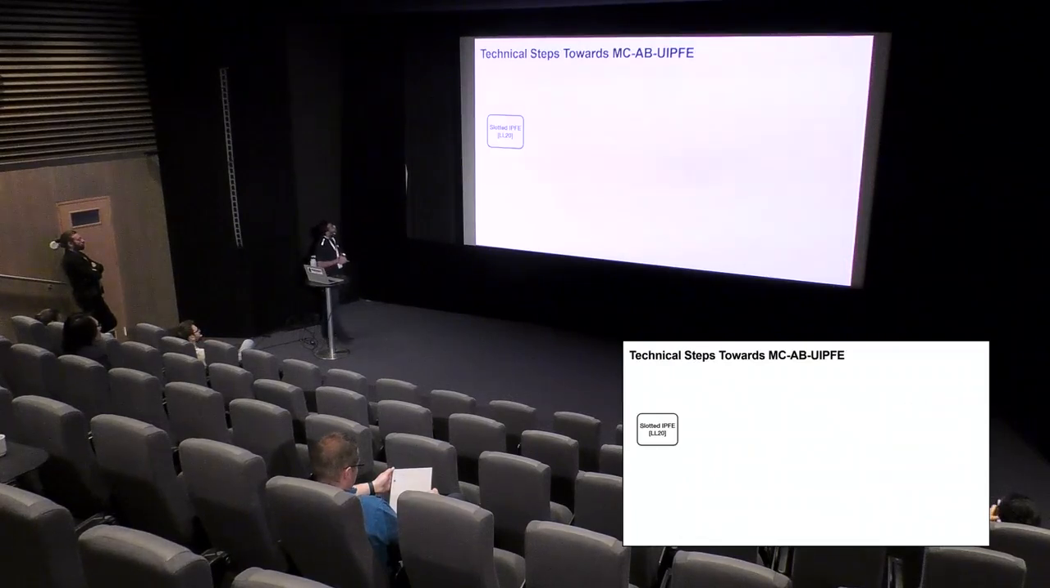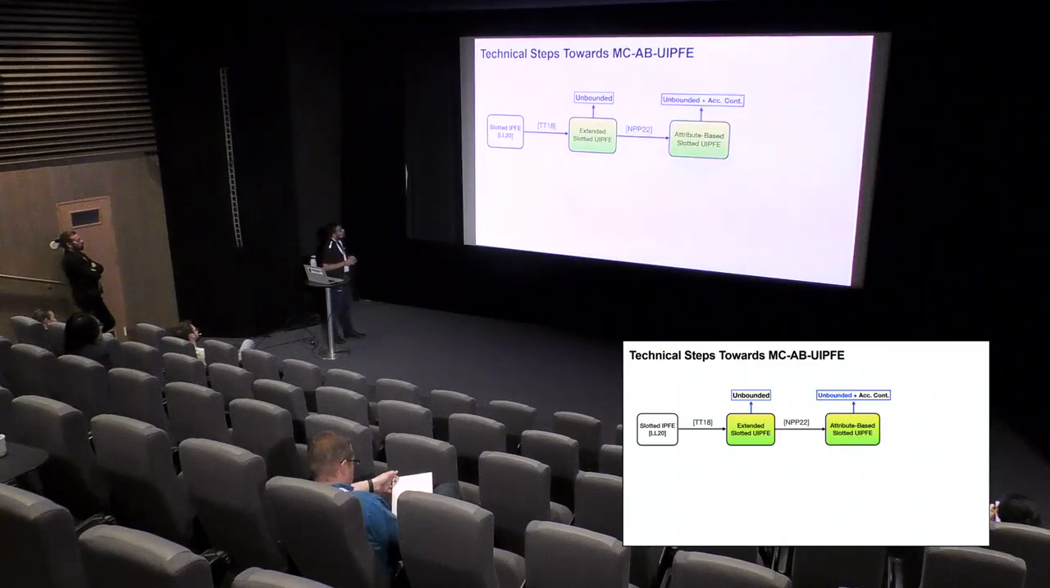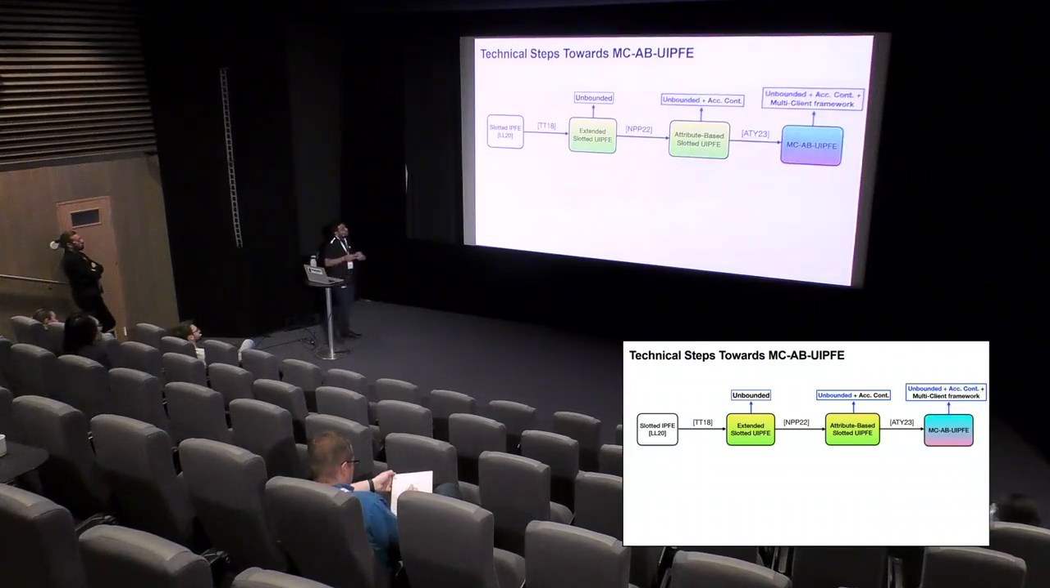Okay, now in the technical step, we start with the bounded slotted IPFE of LL20, and then we construct an extended slotted unbounded IPFE using the technique of TT18, where we get the unboundedness feature. Then we utilize NPP22 and construct the attribute-based slotted unbounded IPFE, where we add the access control feature on top of unboundedness. And lastly, we utilize the ATY23 framework for the single to multi-client extension.